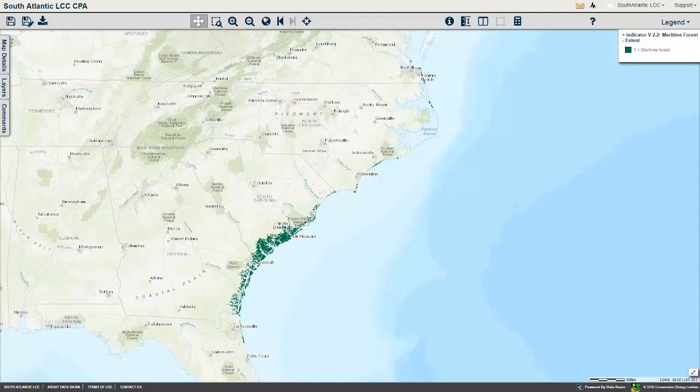Maritime forest. This ecosystem only has one ecosystem-specific indicator, maritime forest extent. It represents the overall acres of maritime forest currently present in the South Atlantic geography. Then we add freshwater aquatic, landscapes, and waterscapes. And here's our ecosystem score for maritime forest.